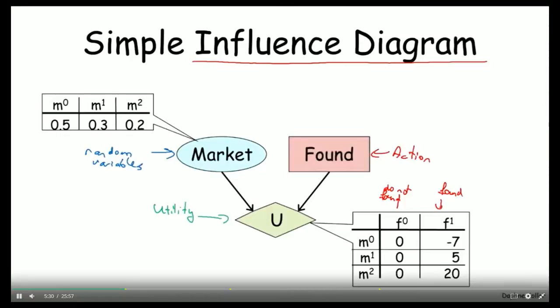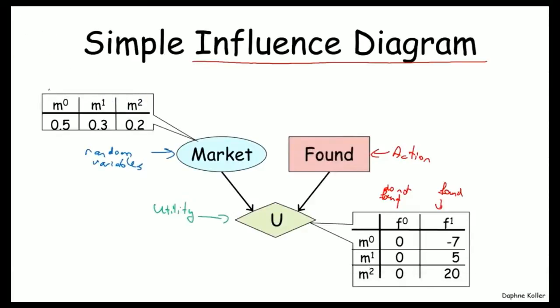We have a random variable, which is the market for widgets. And this is a poor market, moderate, and a great market. And so now we have a probability distribution over those different values.